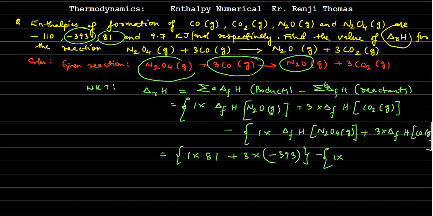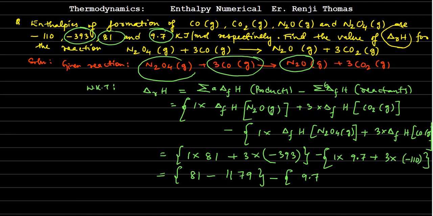What is the N2O4 value there? N2O4 is given here, 9.7. Plus, now the next one, 3 into carbon monoxide gas. Carbon monoxide gas is given, the first one, yeah, minus 110 is given there. So you can just simply use your calculator and solve this. I'm using mine right now. 393 into 3, I'm getting here minus 1179, and then subtract it with 9.7 minus 330.